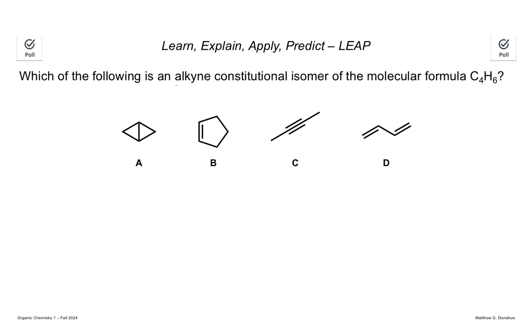Which of the following is an alkyne? So that's C, there's our triple bond. So alkyne is the triple bond.